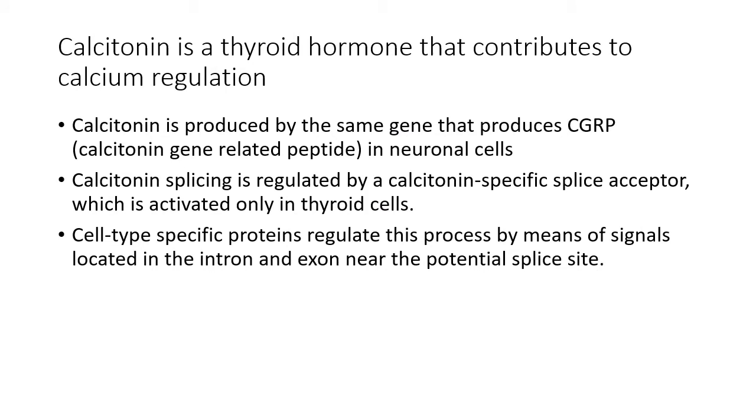Okay, so our first example is going to be calcitonin, which is a thyroid hormone contributing to calcium regulation. This is actually produced ultimately by the same gene that produces CGRP, also a hormone, this time instead of in thyroid, in neuronal cells. So calcitonin splicing is regulated by a calcitonin-specific splice acceptor, which is activated only in thyroid cells. And you'll see a little bit more about that in a sec.